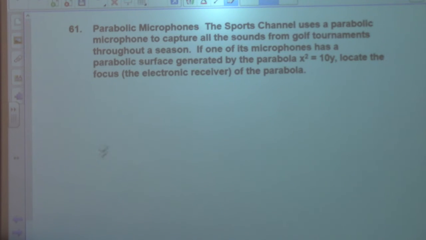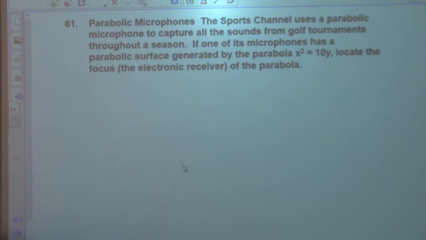Okay, here we have problem 61. Sports channels use a parabolic microphone to capture all sounds from golf tournaments. Locate the focus of the electronic receiver. I think these next ones, like 61 and 62, are actually easier than 59 and 60. So I think I can just call on somebody for this one, can't I? You can, because this is in the form here.